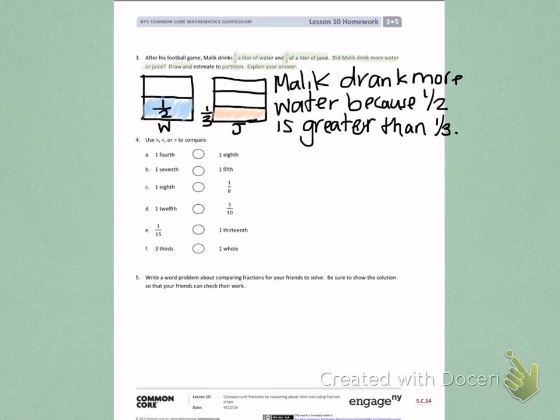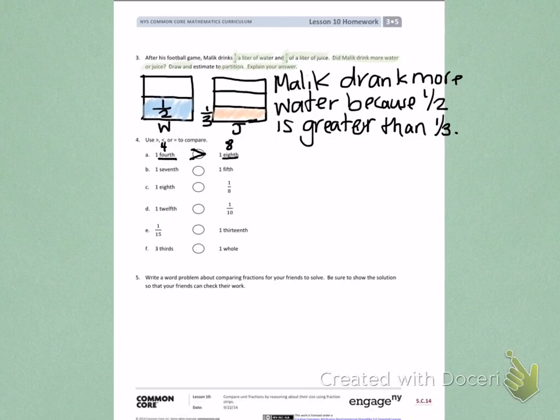Letter A, 1/4 and 1/8. When I think about fourths, that is 4 equal parts. When I think about eighths, that is 8 equal parts. If I am partitioning an object into equal parts, 4 equal parts would give me bigger portions than 8 equal parts. So 1/4 is larger than 1/8. So I'm giving fourths 2 dots, the eighths 1 dot, and connecting the dots. So I have 1/4 is greater than 1/8.